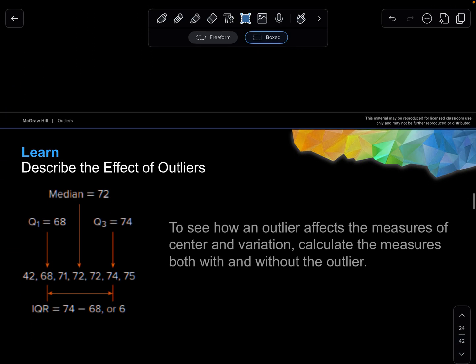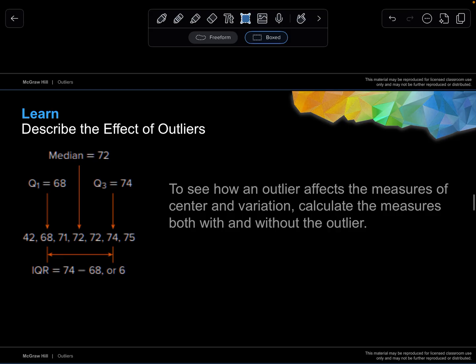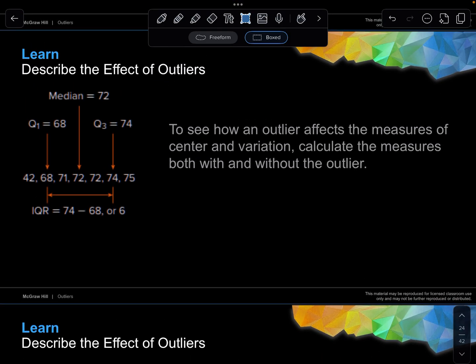So what we're going to look at is how this outlier affects the measures of center and variation. To do this, we need to calculate the measures both with and without the outlier. Now let's take a look at this. Given the data over here, you can see that the median is 72, quartile 1 is 68, quartile 3 is 74, your interquartile range is 74 minus 68 or 6.